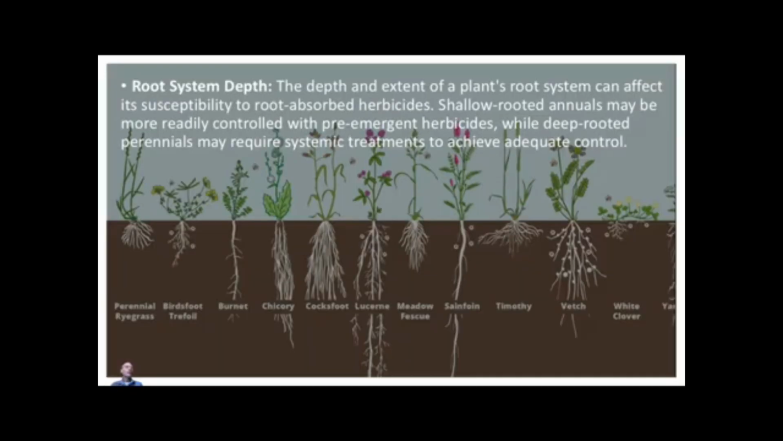Something else we need to think about is root system depth. The depth and extent of a plant's root system can affect its susceptibility to root-absorbed herbicides. Shallow-rooted annuals may be more readily controlled with pre-emergent herbicides, while deep-rooted perennials may require systemic treatments to achieve adequate control. Take a few moments to review the root system depth of some common weeds.